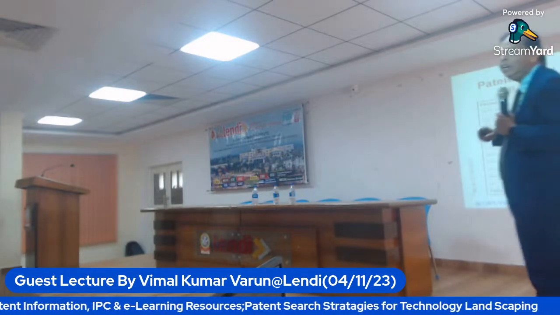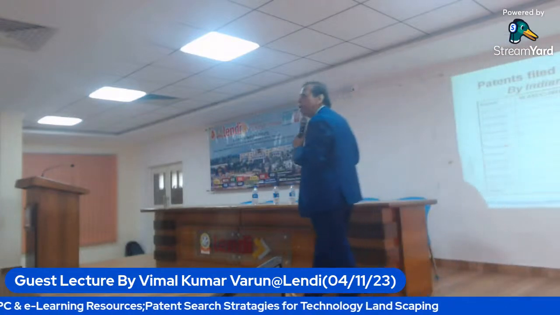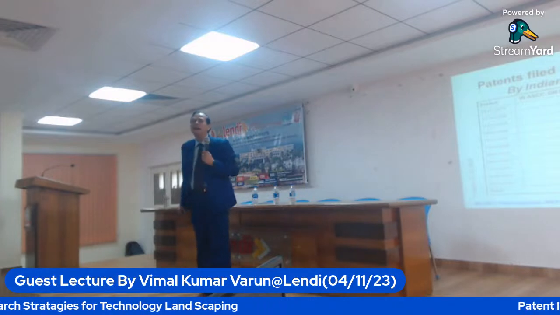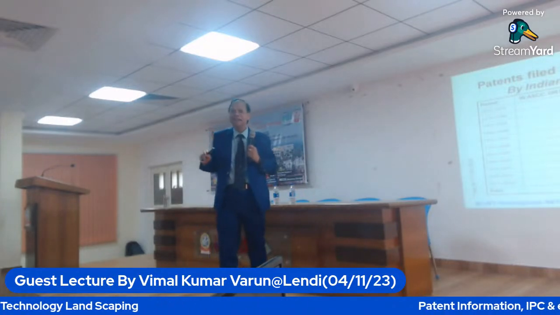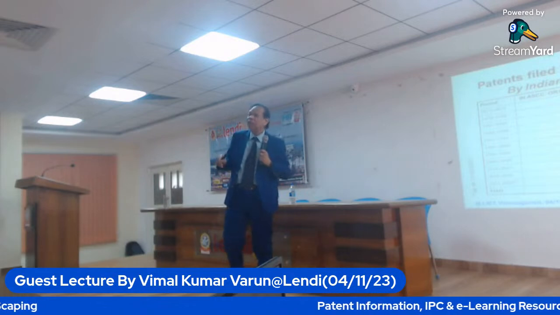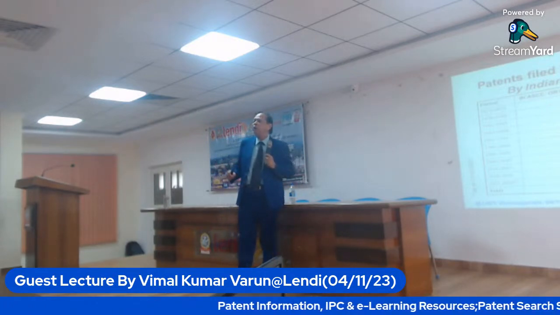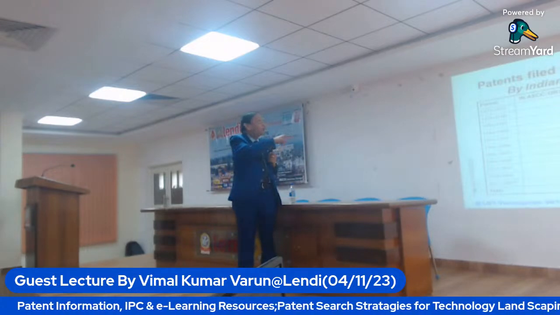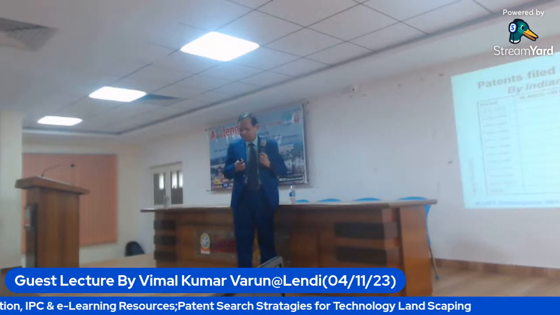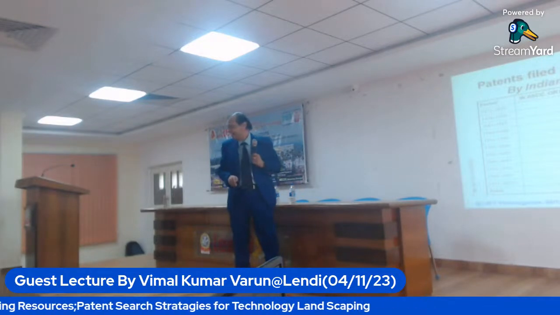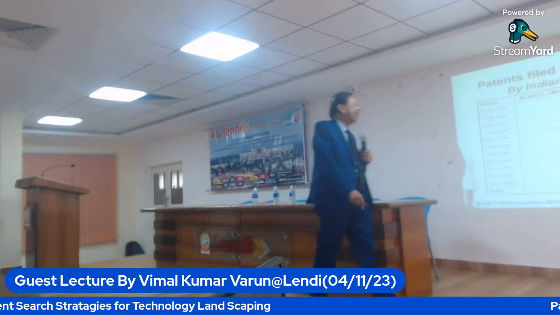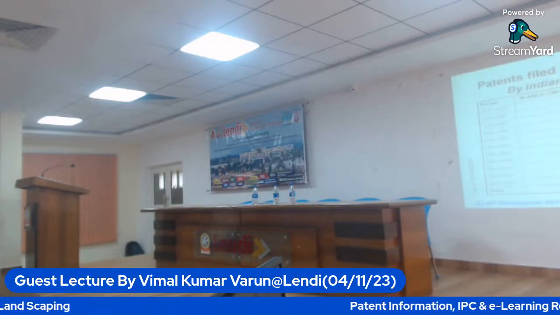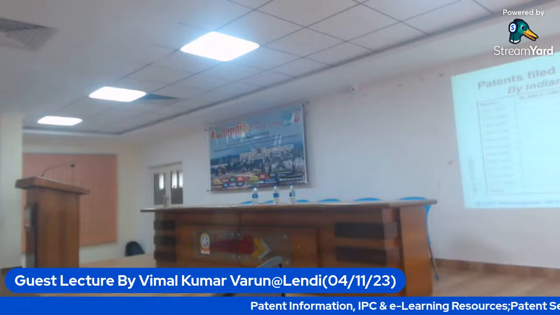What is the difference between using OR and AND? Can somebody tell me? OR is either of them, and AND is both of them. So if you want to know a true Indian patent, always use AND. If you want to broaden the search, use OR. If you want to narrow the search, use AND.